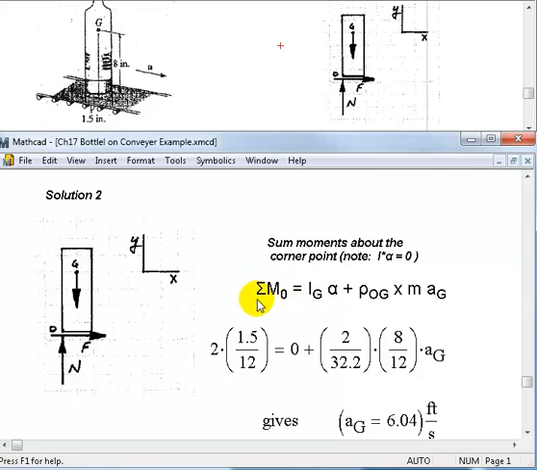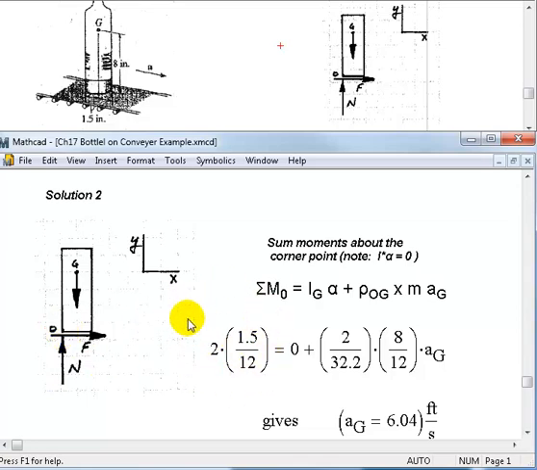And so on the left hand side we will have our actual moments, and the only thing causing moments from our free body diagram about point O would be our weight force, acting through a distance of 1.5 inches converted to feet. So a weight of 2 pounds with a moment arm of 1.5 inches converted to feet. That's our only moment about point O, because F and N both pass through point O. So that's our left-hand side.